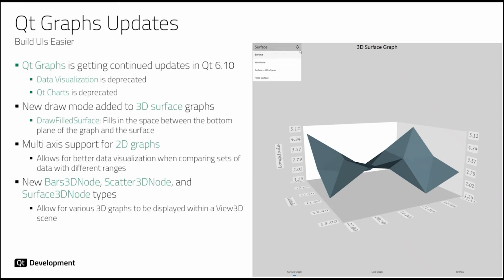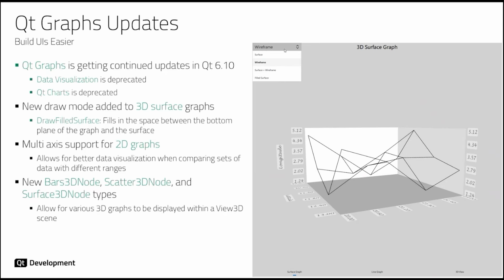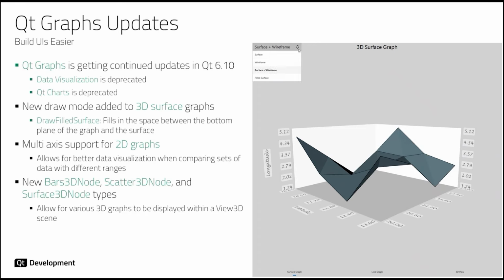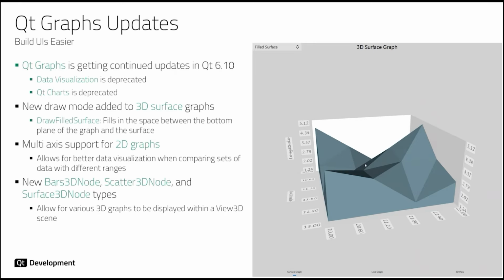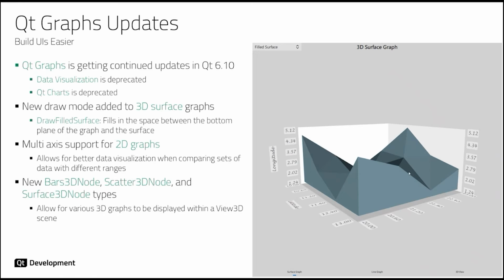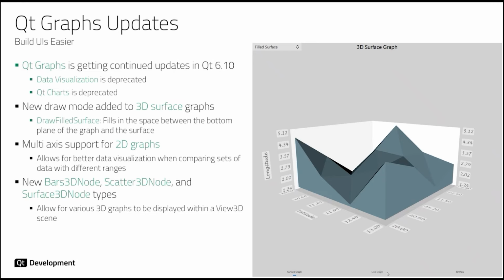By default, the draw mode is going to be surface. We have a couple different options like wireframe we can apply, which is going to just display the wireframe example there. Surface plus wireframe. And then another type, which is going to essentially draw this filled surface where we can see the actual space between the bottom plane of the graph and the surface filled. So that's kind of the new draw mode for 3D surface graphs. We can also take a look at our 2D graphs.